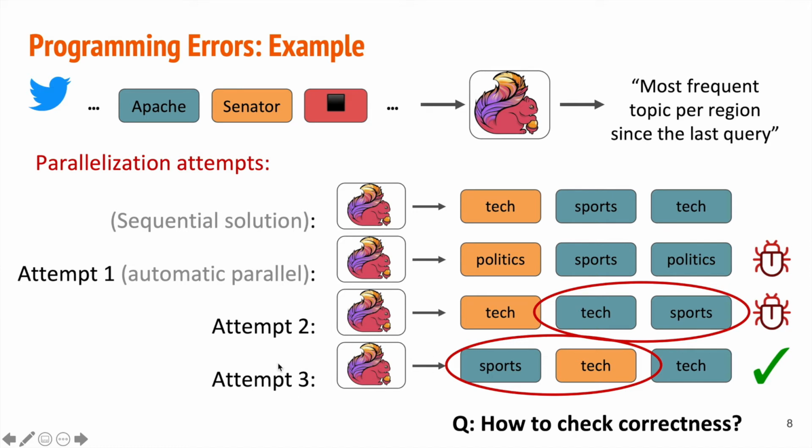And finally, attempt 3, which is correct, is also doing parallelization and also has some events out of order. But in this case, the events that are out of order are the blue versus the yellow events, and this is actually not a bug. This is not a problem. Parallelization is happening correctly here. So in light of the fact that the events can be out of order, the question becomes, how do we check correctness?